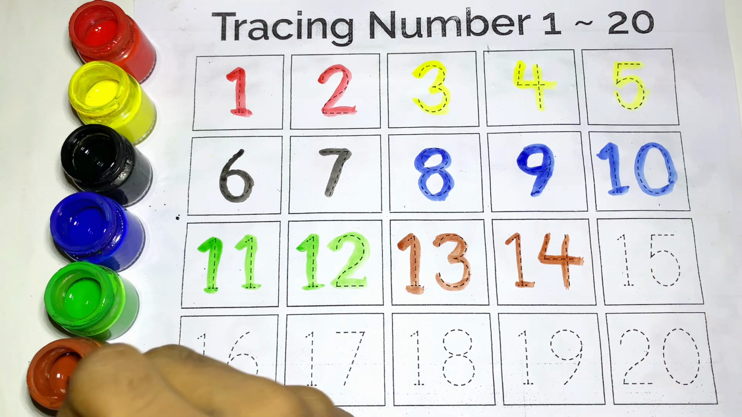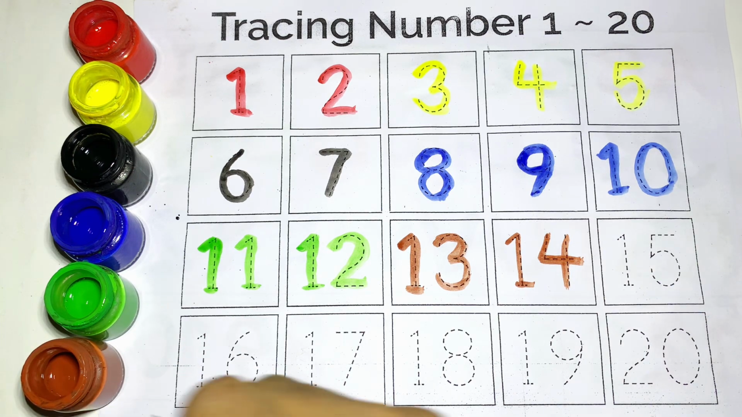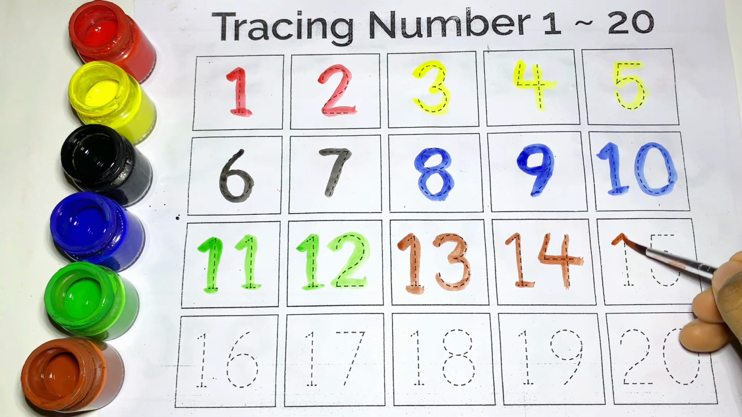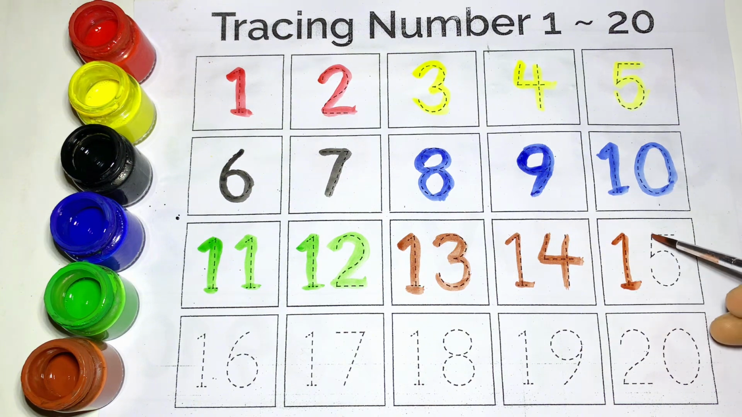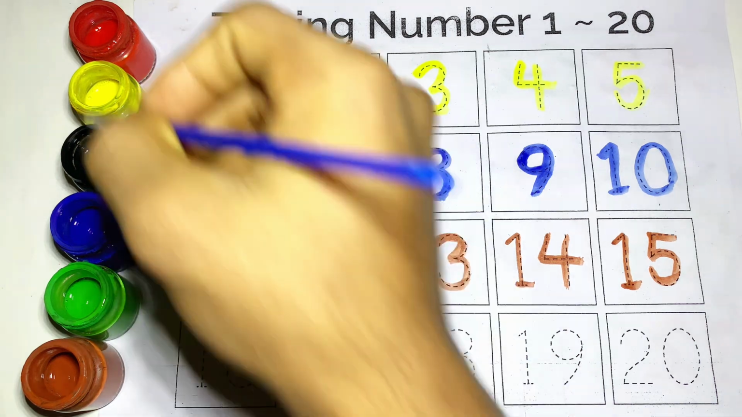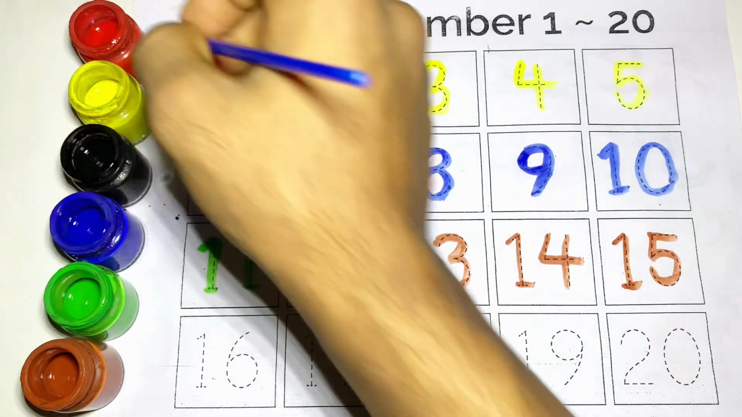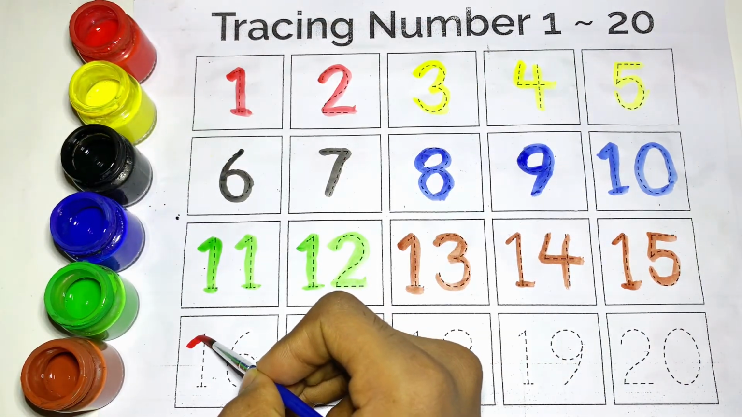Kids, now draw 15. The number 15, and use brown color. Kids, now draw 16. The number 16, and use red color.